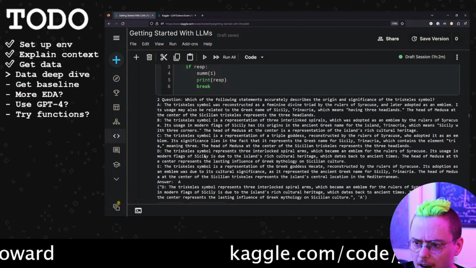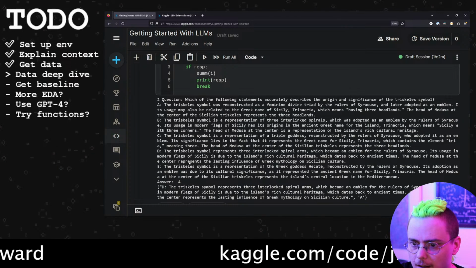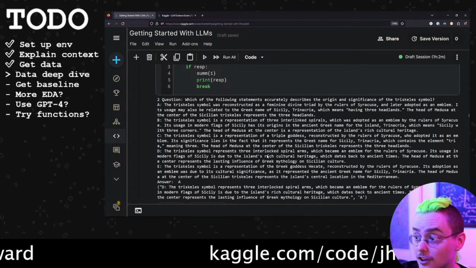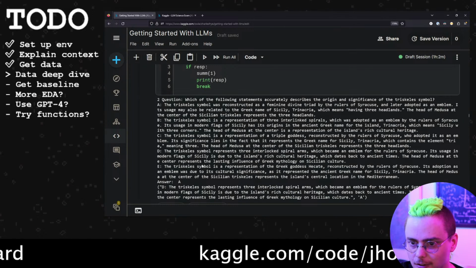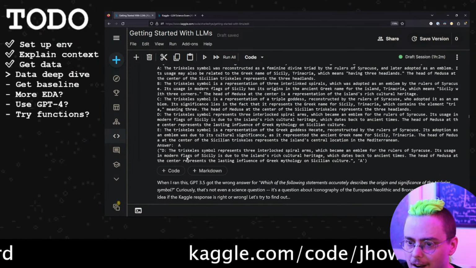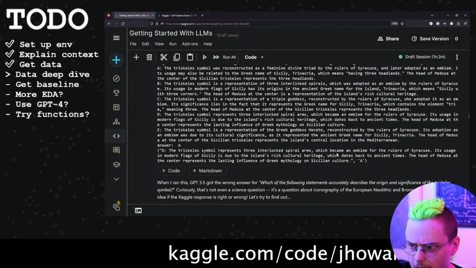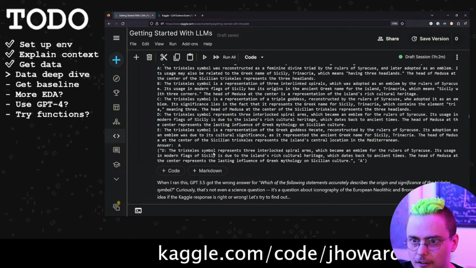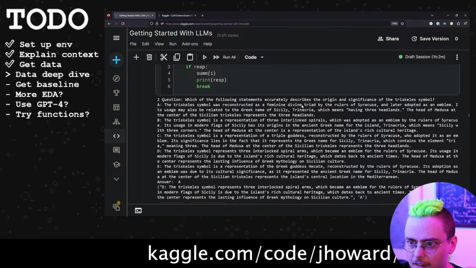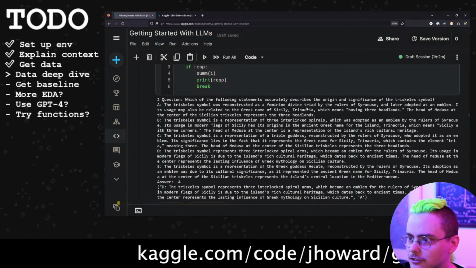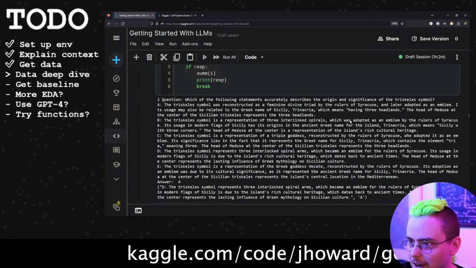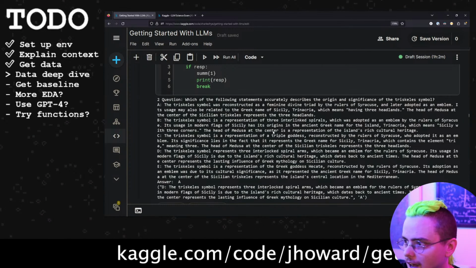So not sure that the Triskelion symbol in general has a Medusa head at the center, so that's maybe why that answer is wrong. But the correct answer according to our results is that it's reconstructed as a feminine divine triad by the rulers of Syracuse, having 3 headlands.